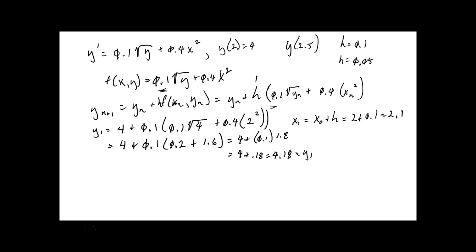I would assume that we would just go ahead and take 4 plus 0.1 combined. We multiply that product, and that becomes 0.18. 0.1 times 1.8 is 0.18, and then 4 plus 0.18 is 4.18. That's your y1, that's your x1. Now, your y2 is equal to your y1, which is 4.18.